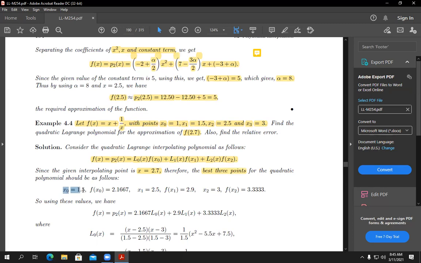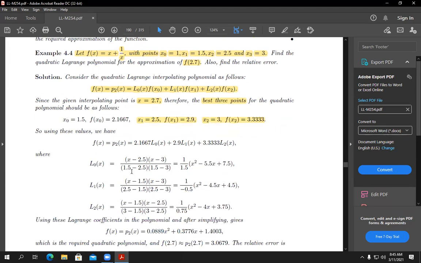You compute it by yourself, and then you find the value of f of x naught, then the value of f of x1, and f of x2, and after having these, put them in the formula. This is the formula you have. f of x naught is this one, f of x1 is this one, and f of x2 is this one. Only the value of L2 you have to calculate here.